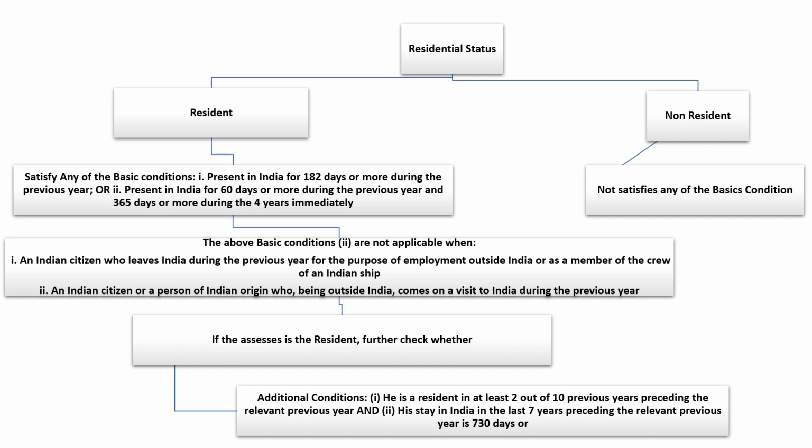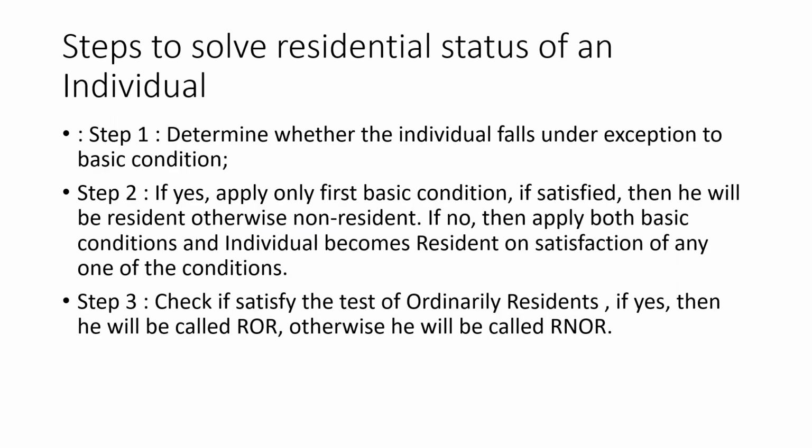Thereafter, he must fulfill the additional condition. If he fulfills the additional condition, then he would be ROR. Now, what is the additional condition? I explained in the previous slides. Additional conditions are 2 years' stay out of the last previous 10 years, and at least 730 days' stay during the preceding relevant previous years. So these two conditions must be fulfilled for ROR. If he has not fulfilled the conditions, then he would be RNOR.